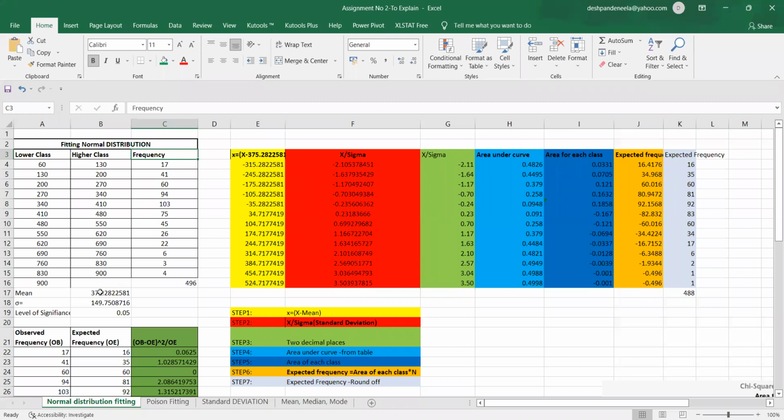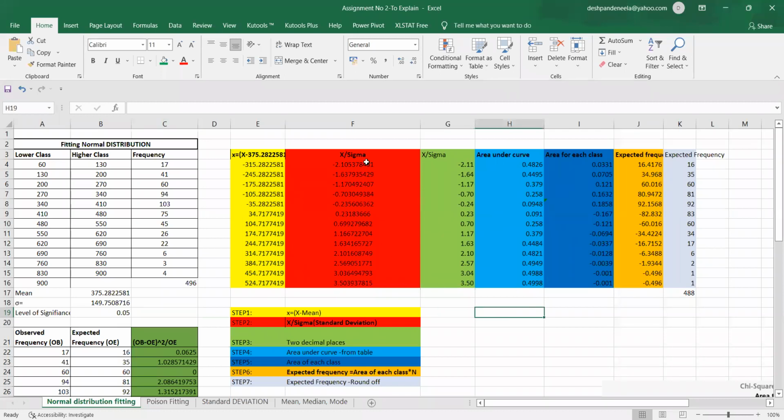Now in the last practical or in the assignment, you have also calculated the mean. You have also calculated the sigma, that is standard deviation. Now we will consider here the level of significance as 0.05. You may consider it as 0.01 also, but generally for such type of problems, universally it's accepted that 0.05 is more than sufficient. If you require more precision, then you can go for 0.01.